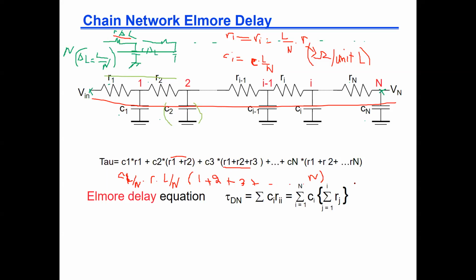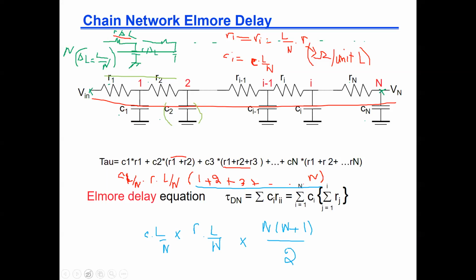Okay, so now I have a series here and this series I know how to sum. The summation of 1 plus 2 plus 3 up to n is this quantity, it is n times n plus 1 over 2. And this is multiplied by the little resistance Ri, which is r times L over N, and this is multiplied by the little capacitance which is c times L over N.